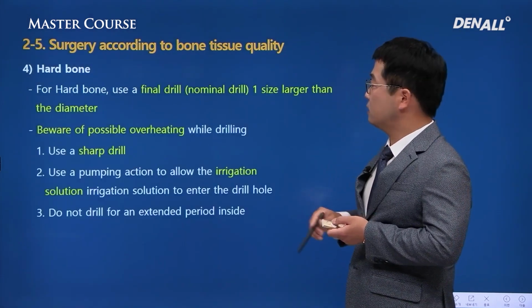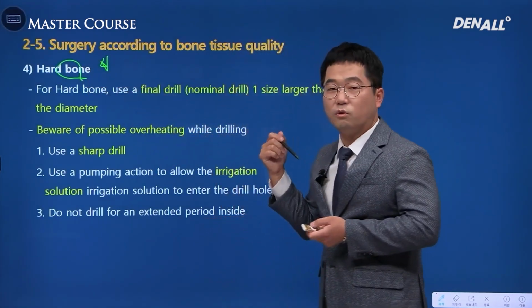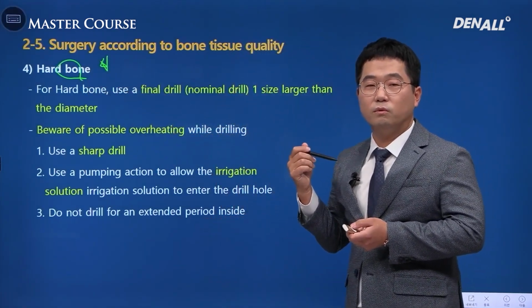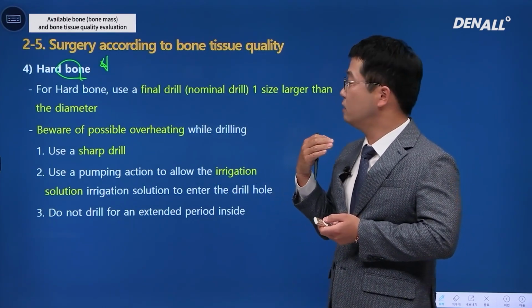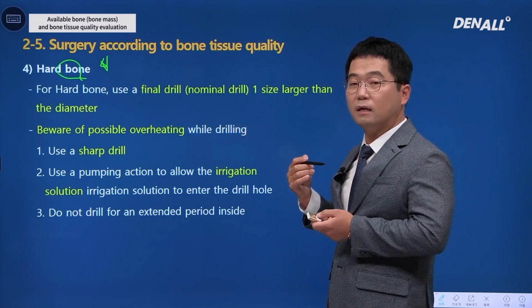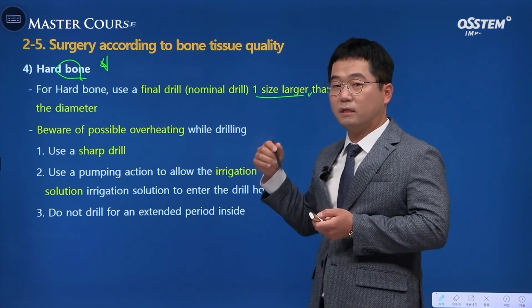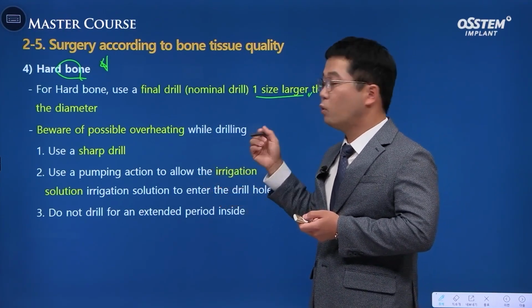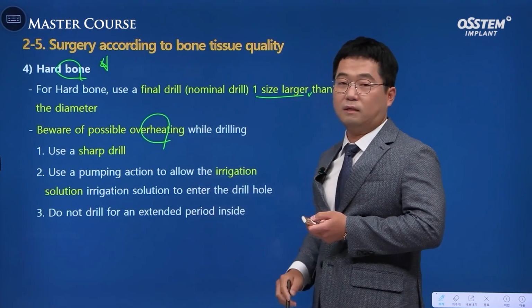I think hard bone is most important. Personally, when I do surgery, I prefer soft bone over hard bone. In hard bone, there are many precautions that we need to take. In principle, we need to use a drill size that is one size bigger. Because the bone is hard, overheating can occur, and this is a problem.